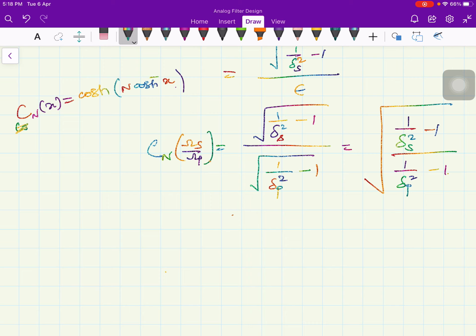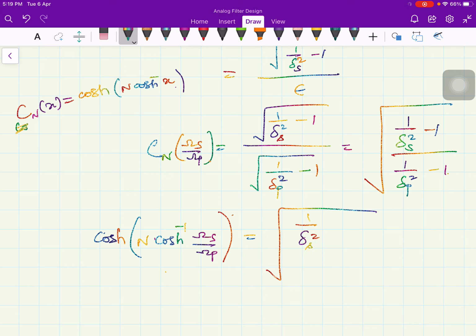So this is going to be cosh of n cosh inverse of x. Instead of x, I have omega s by omega p, which is equal to square root of 1 by delta s squared minus 1 divided by 1 by delta p squared minus 1.